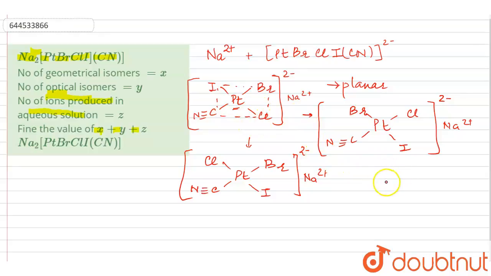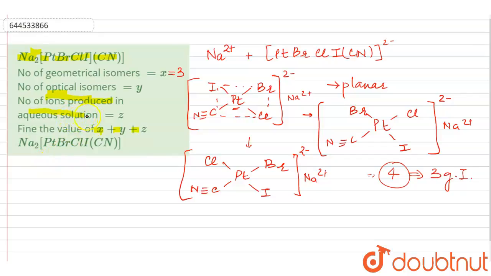As a rough rule, if a planar compound has 4 different atoms attached to the central atom, then it has 3 geometrical isomers. Why? Because one bond is fixed and the other 3 can change their position to form the geometrical isomers. So we have got x equals 3.